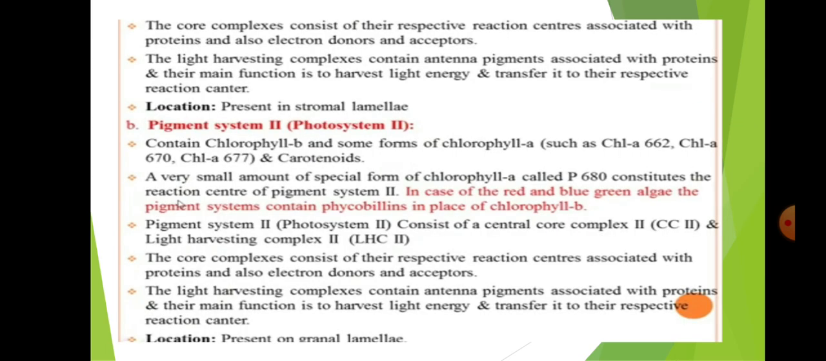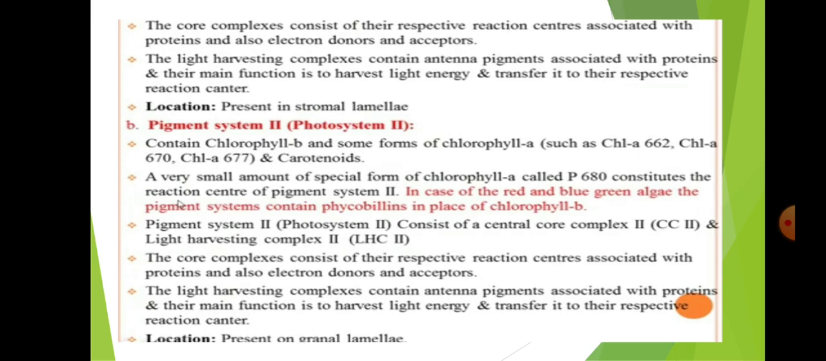The core complex consists of the respective reaction center associated with proteins and also electron donor and acceptor. The light harvesting complexes contain antenna pigment associated with proteins, and their main function is to harvest light energy and transfer it to their respective reaction center. Photosystem 1 is generally present in stromal lamellae.